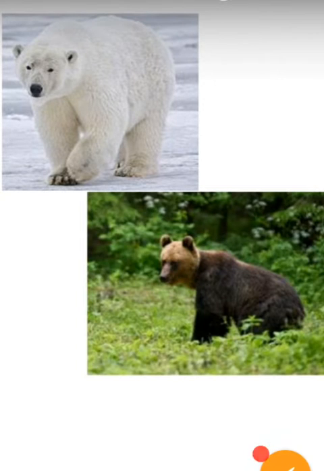So examples are the polar bear and the normal bear. The polar bear is bigger in size as compared to the normal bear. So this big size will have a low surface area to volume ratio that will lead to the conservation of body heat, that will lead to less loss of body heat, that will make it suitable to survive in the cold climatic conditions.